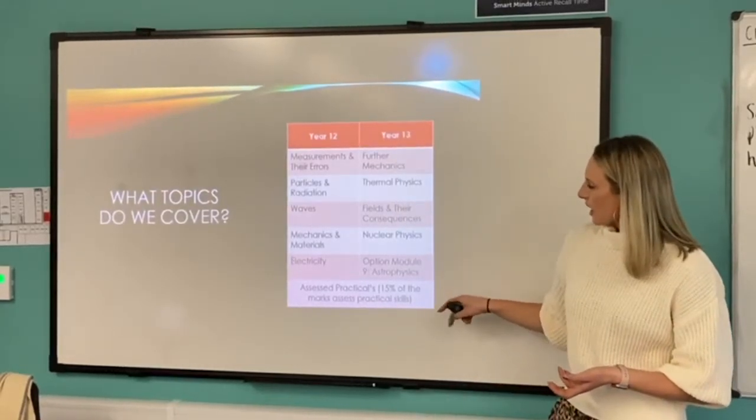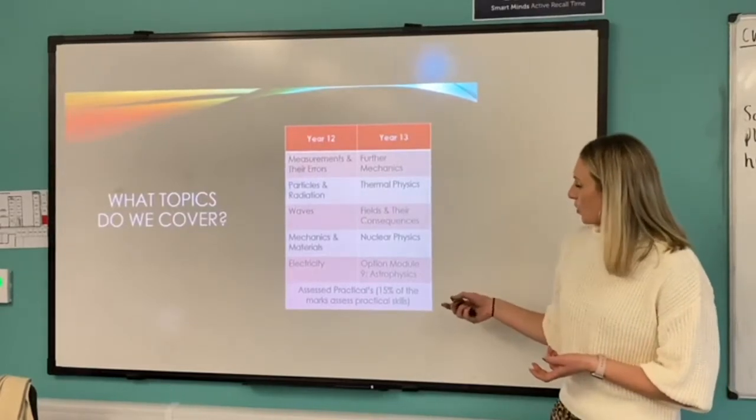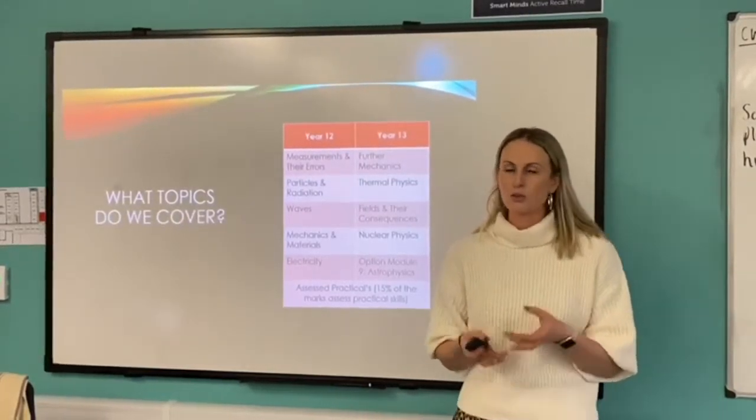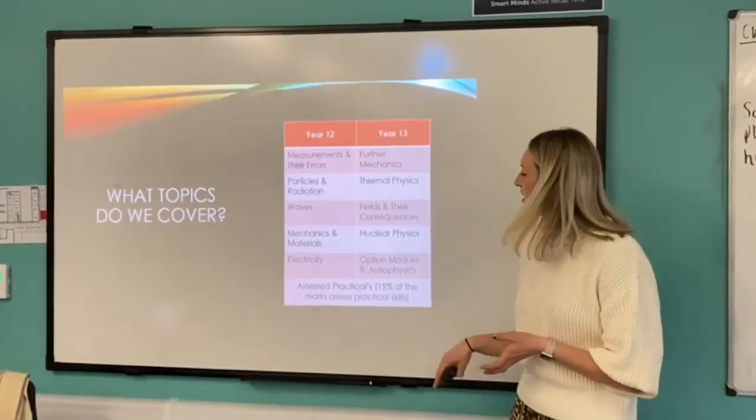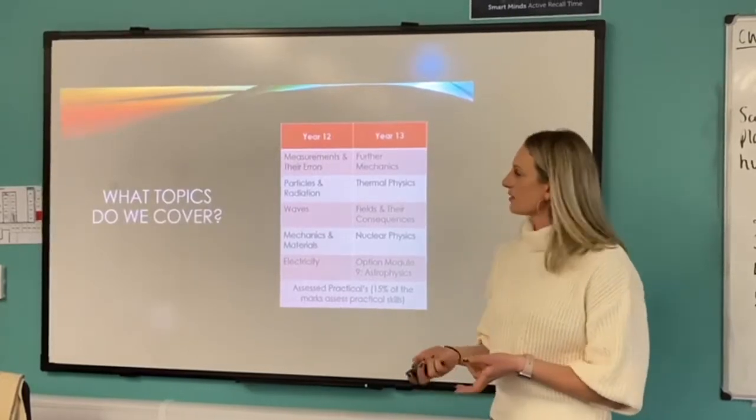You also have a range of assessed practicals that you have to cover at A-level in order to get your practical certificate, which most scientific degrees expect you to pass. You wouldn't be able to get onto a science degree without that. And then 15% of the marks assessed at A-level will be based on your practical skills.